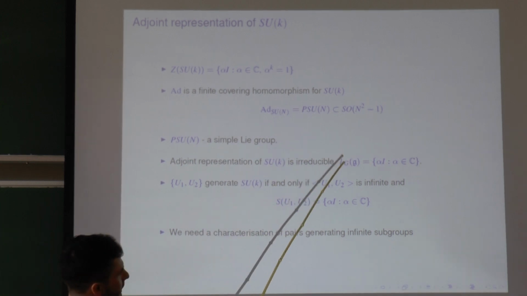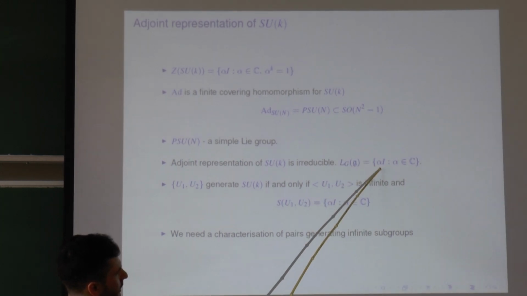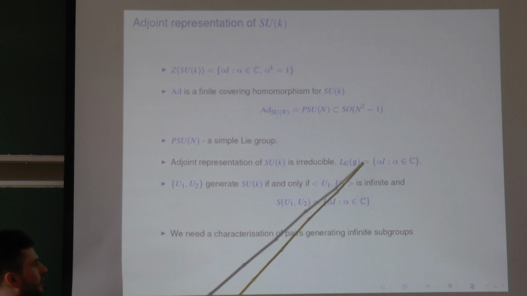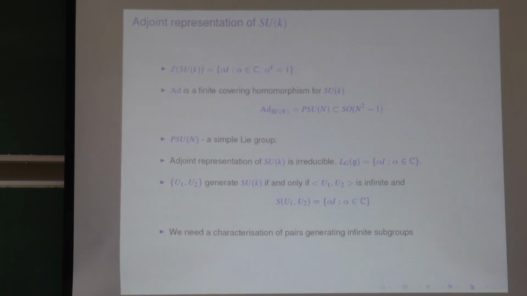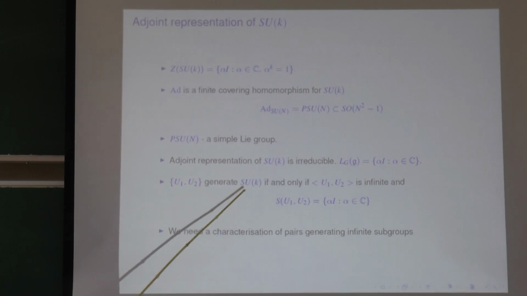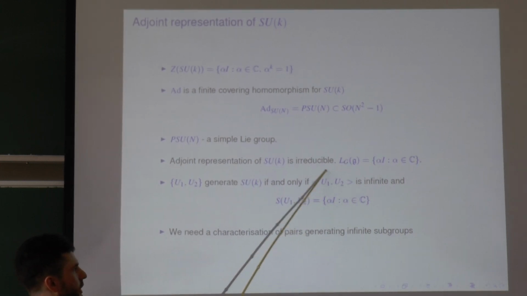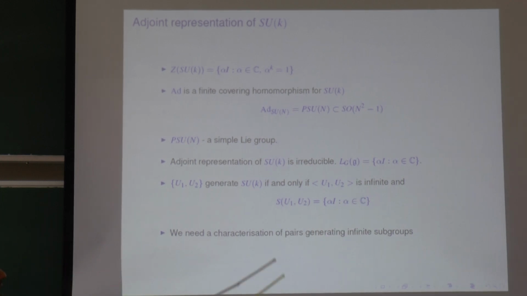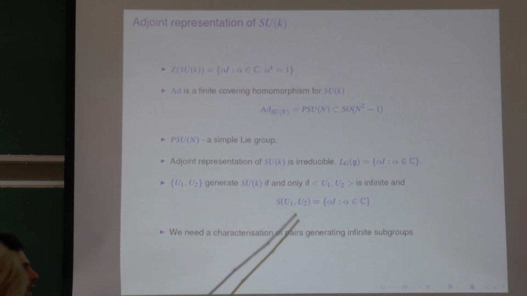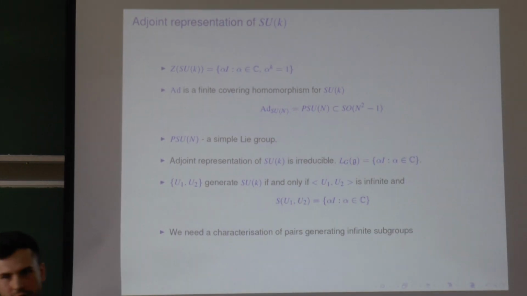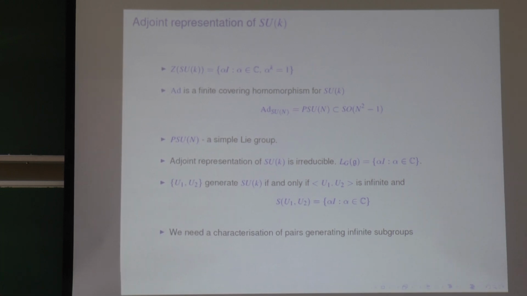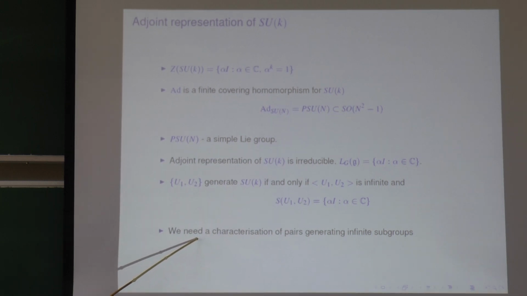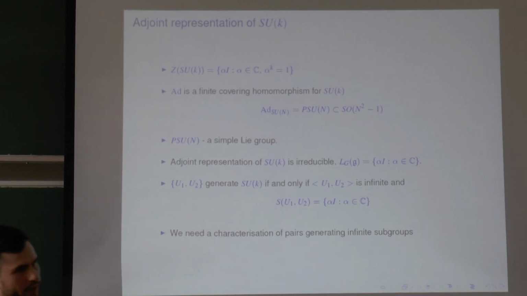So immediately I know this space, L_G. These are all elements of the type alpha times the identity, where alpha is any complex number. So two matrices, U1 and U2, generate my group SU(K) if and only if they generate something which is infinite, and matrices which commute with Ad U1 and Ad U2 are only alpha times the identity. So I have a very nice condition. What is left now, and is actually the most difficult part, is a characterization of pairs which generate infinite subgroups.